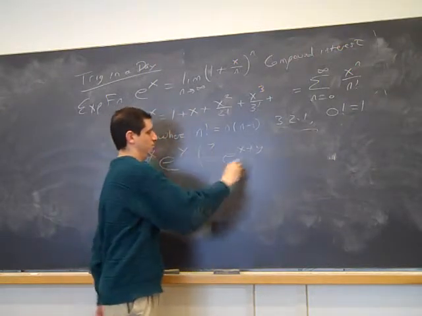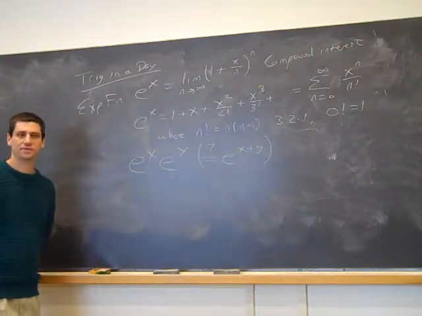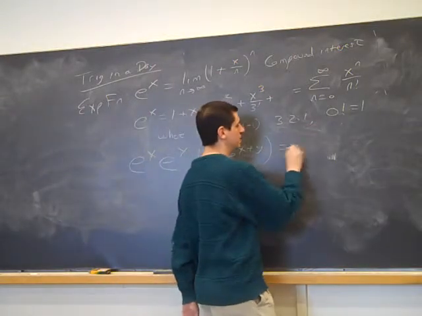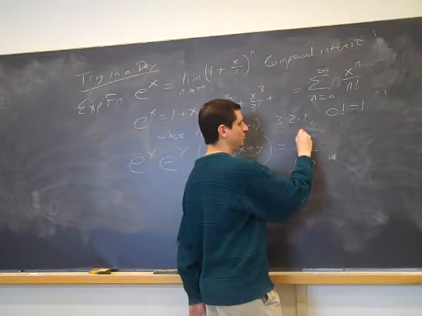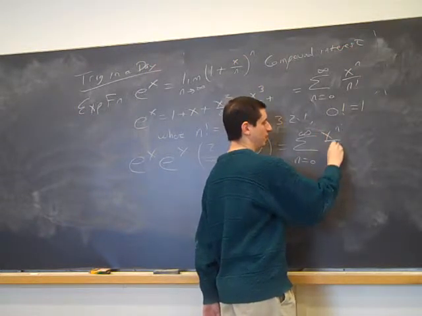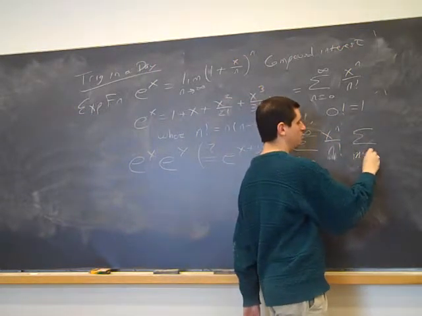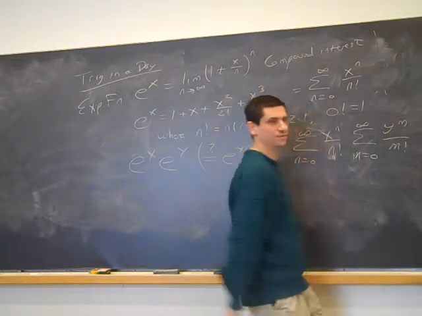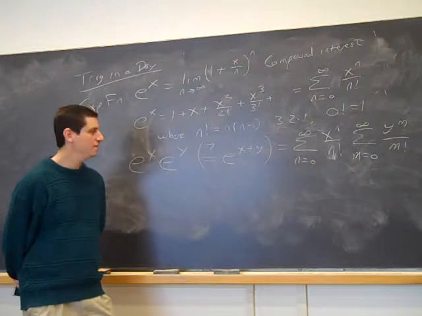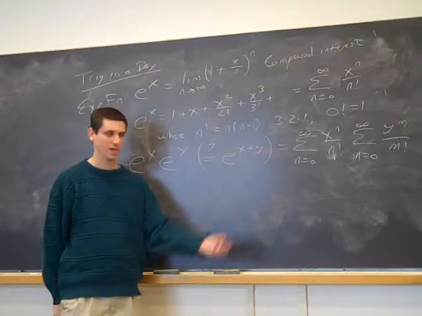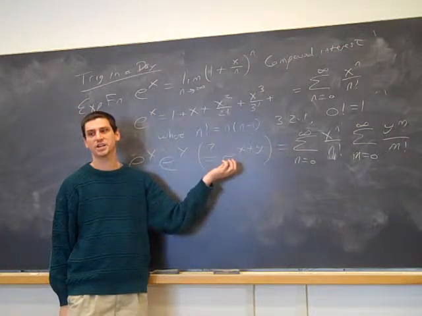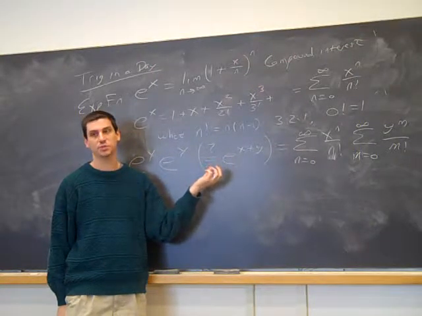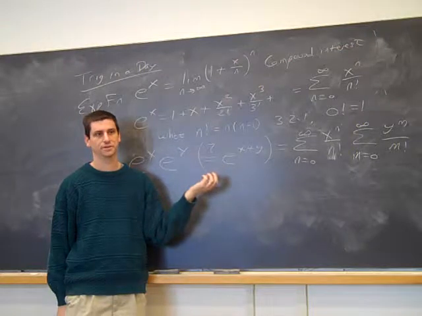But we don't know that. All we know at this point is this is the same as the sum, n goes from 0 to infinity, x to the n over n factorial, times the sum, m goes from 0 to infinity, y to the m over m factorial. If there was any fairness in notation, if this was good notation, then this should equal e to the x plus y. But we don't know that it's equal to e to the x plus y yet. We're going to have to prove that.